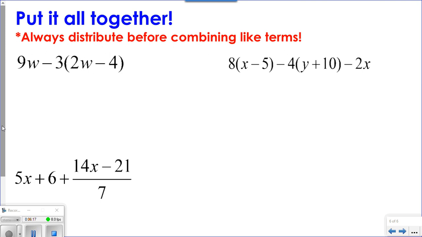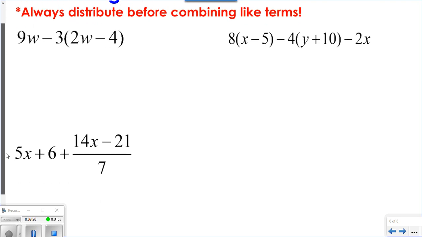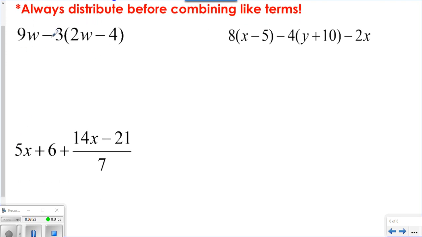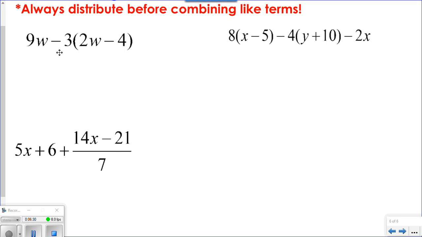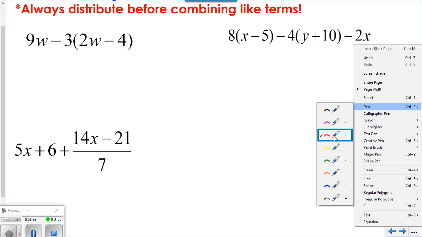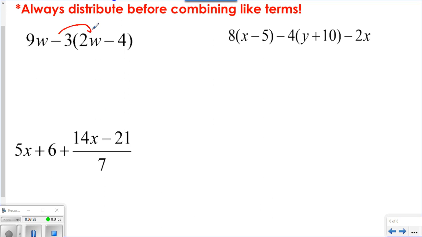Here's where we're going to put it all together. The key to remember is that we always distribute before we combine like terms. So here I have a negative 3 on the outside that I'm going to distribute through to the terms on the inside. So I'm going to take that negative 3, and we are going to distribute that to the terms that are on the inside of the parentheses. So we're going to go negative 3 times 2w and negative 3 times negative 4. So we have negative 6w. But then when you do the negative times the negative, it becomes positive. So we have 12, and we end up with 3w minus 12. Go ahead and try the other two on your own.